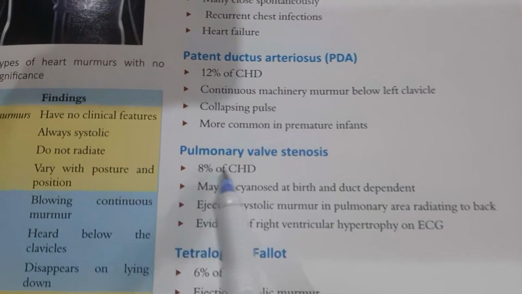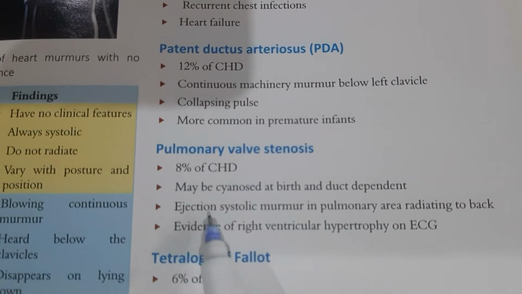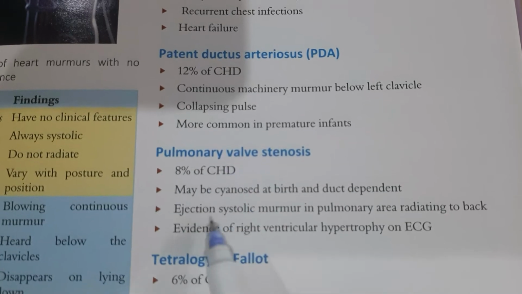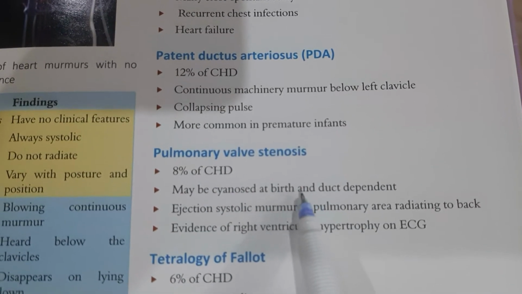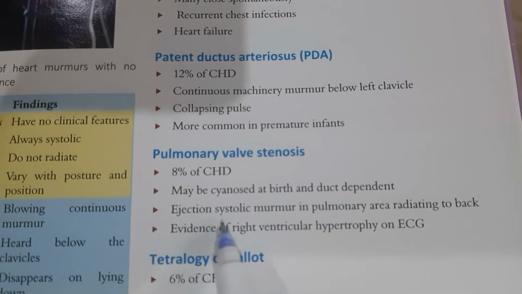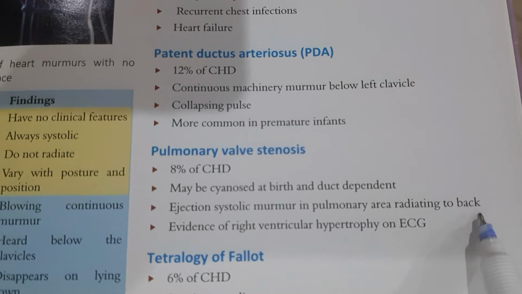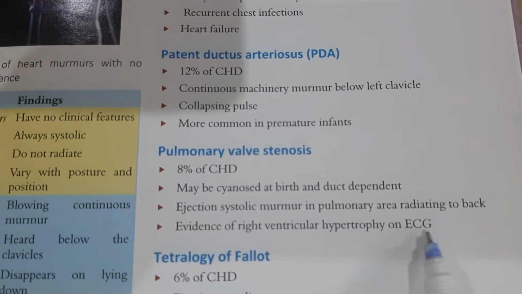Now come towards pulmonary valve stenosis. It constitutes 8% of the congenital heart diseases, and due to the stenosis of the pulmonary valve, the child may be cyanosed at birth, and may be duct dependent. Ejection systolic murmur occurs in the pulmonary area, and it radiates to the back, and evidence of right ventricular hypertrophy is present on the ECG.